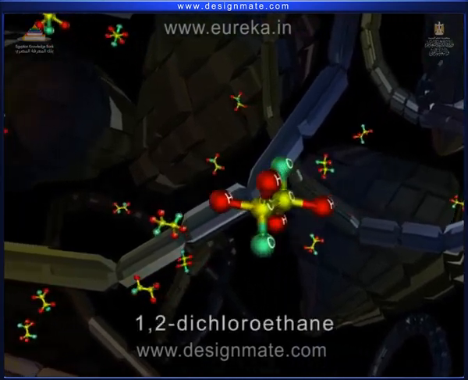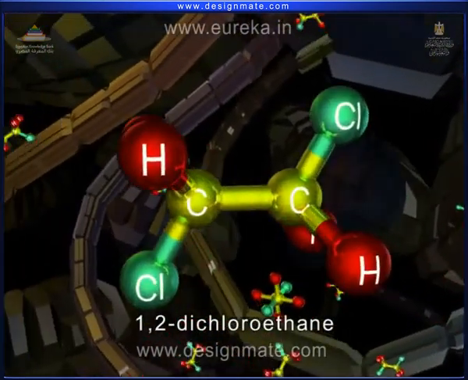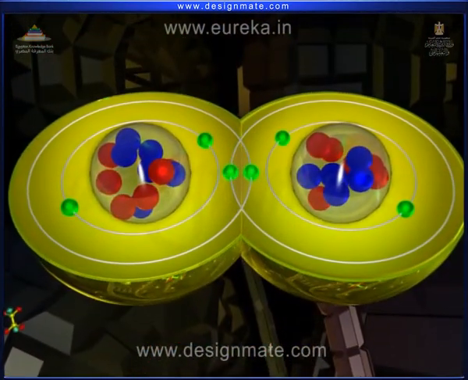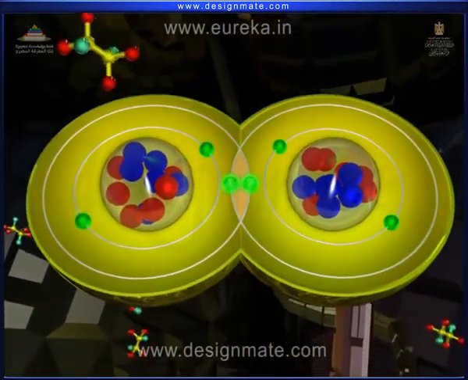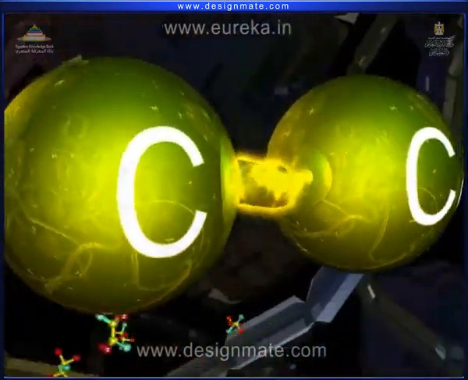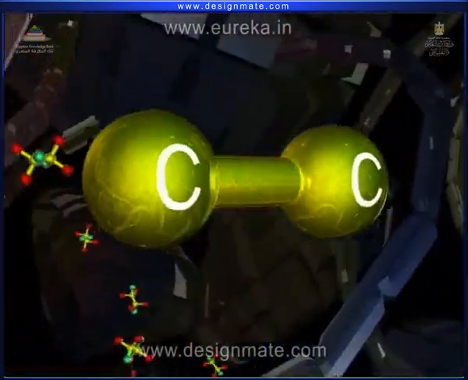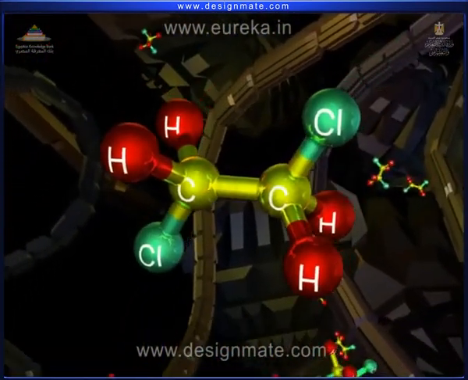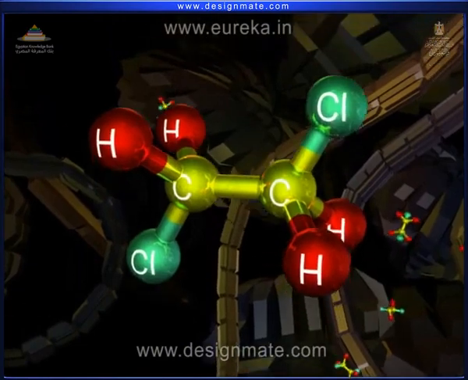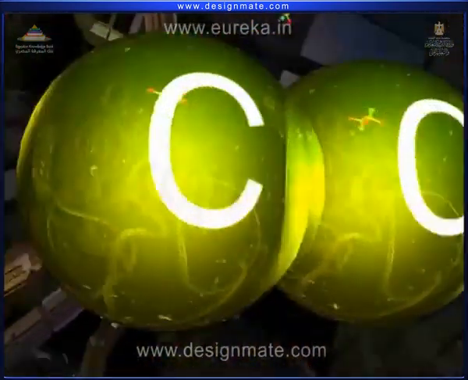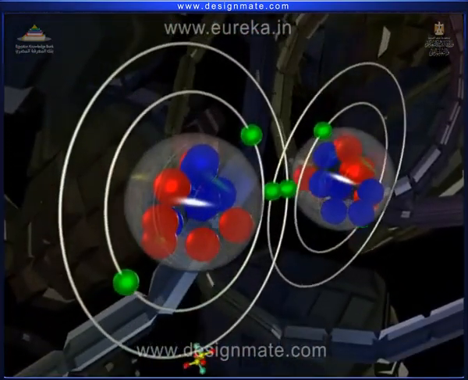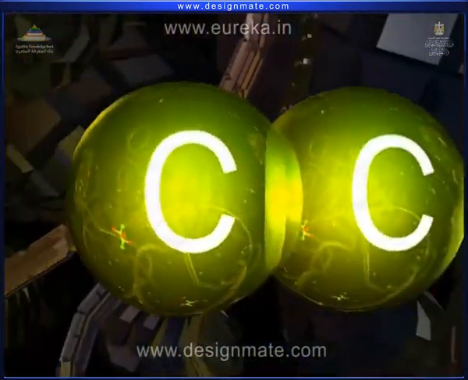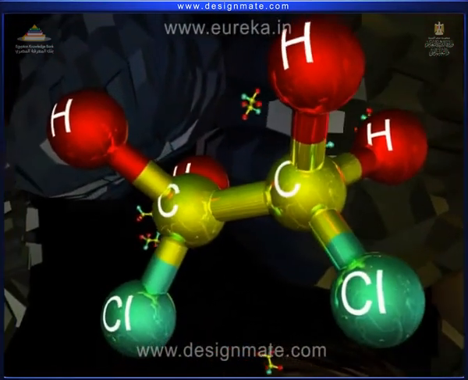During formation of a saturated hydrocarbon, like 1,2-dichloroethane, each carbon atom shares one electron with the other, forming a carbon-carbon single bond. Thus, one of the two necessary conditions of having a carbon-carbon double bond is not satisfied here. As you can see, carbon atoms in this compound can rotate around each other, during which the degree of overlap between atomic orbitals remains unchanged.